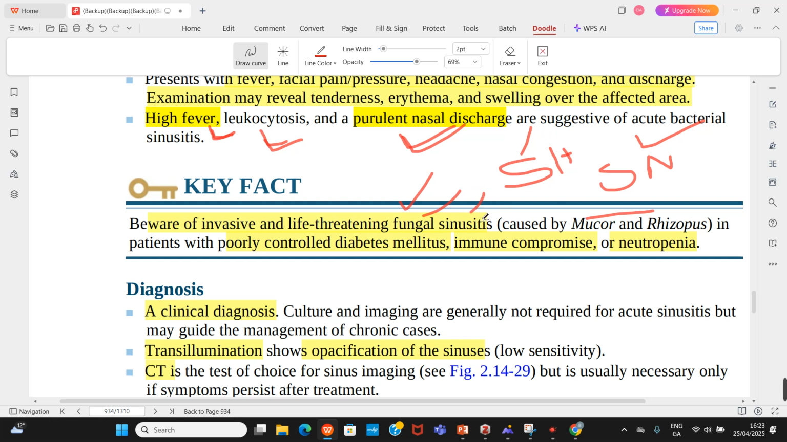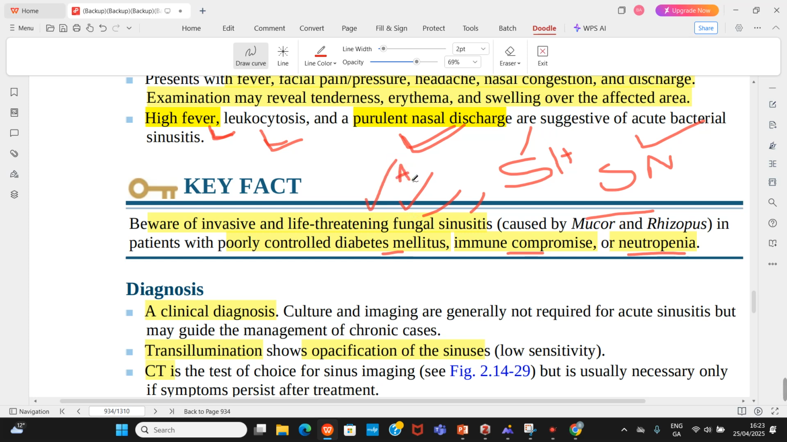When you are seeing also nasal symptoms too, nasal congestion, discharge, necrotic tissue on the face, think about mucor and rhizopus fungal as a cause of that sinusitis. So it's very common in people that are neutropenic, people that have immunosuppression, or people with DM. So these guys now, they are very good candidates for amphotericin B.